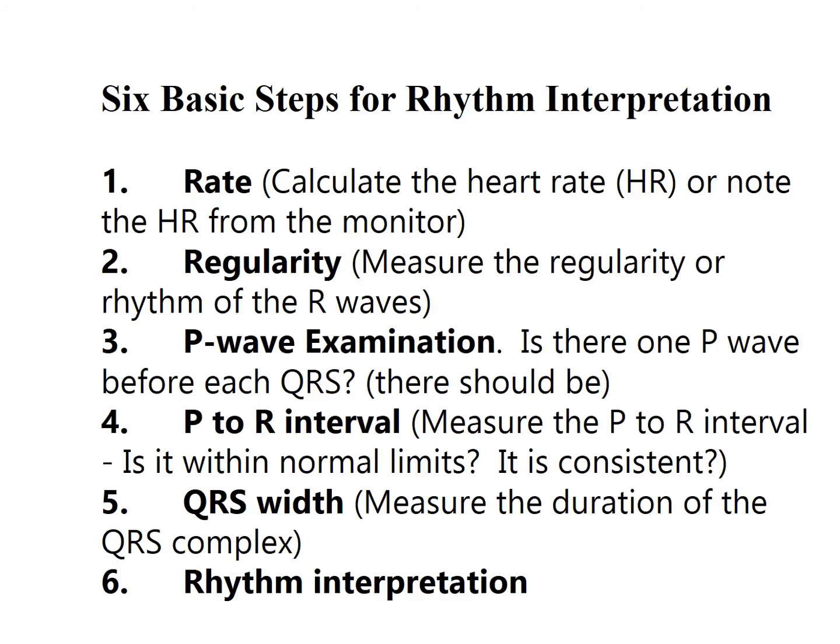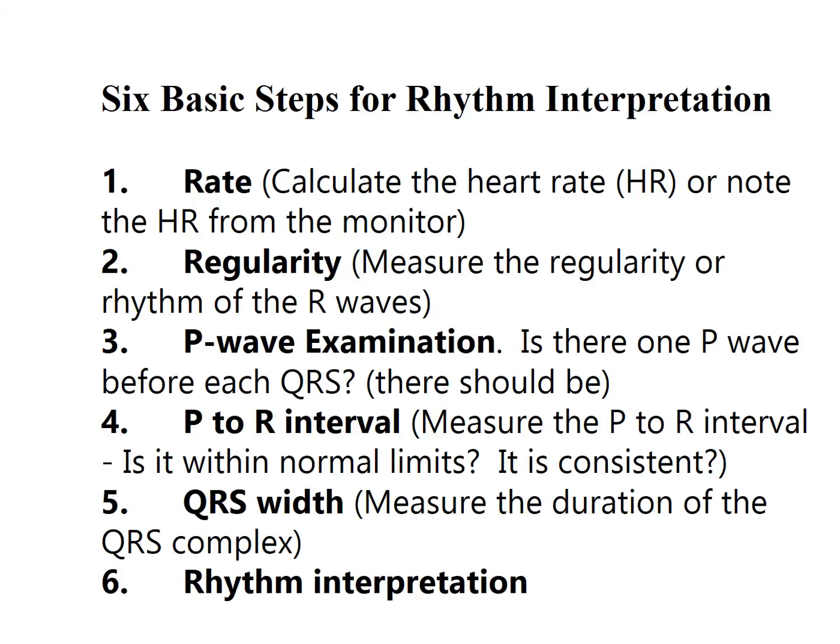Then your QRS, you're looking for it to be no greater than 0.12 seconds, and is there a QRS after every P wave? Normal rhythm strips show one P wave preceding each QRS complex, indicating that all depolarization is initiated at the SA node. QRS complexes without a P wave indicate a different source of initiation of depolarization. So I hope you guys understand that.